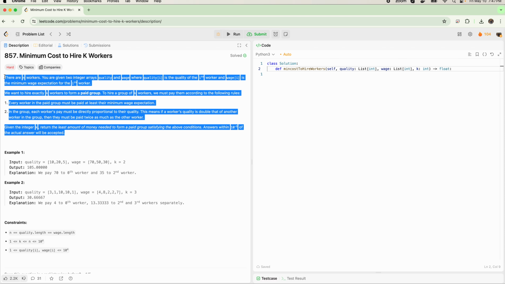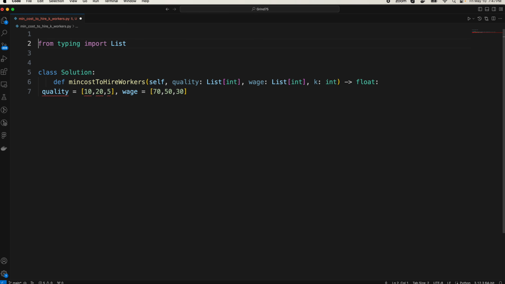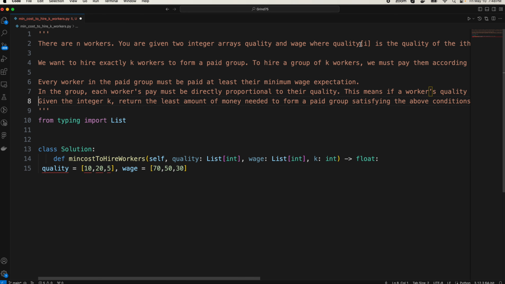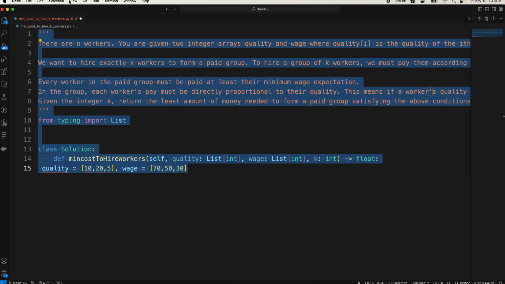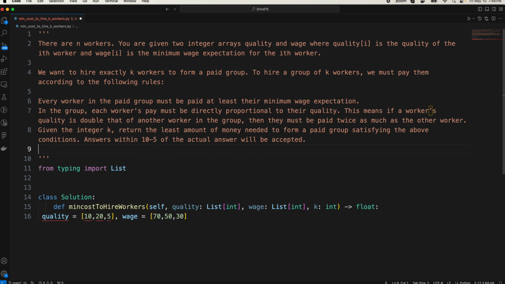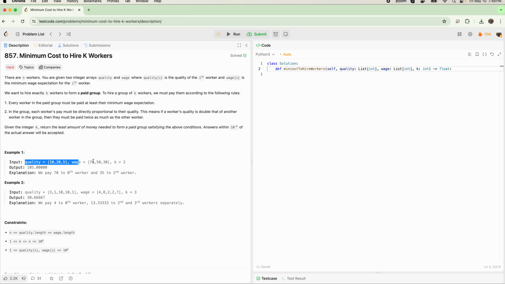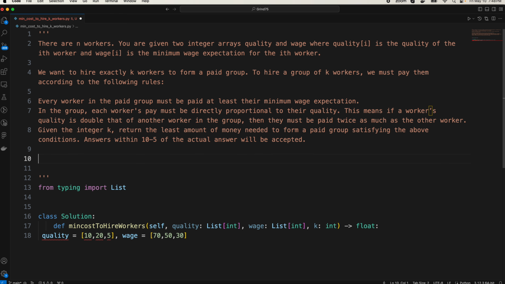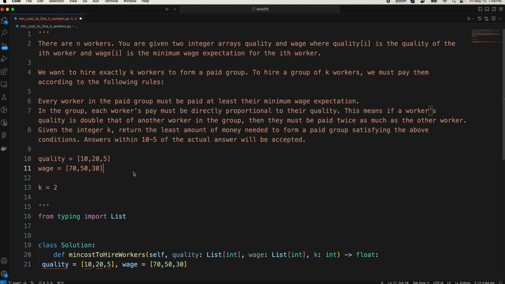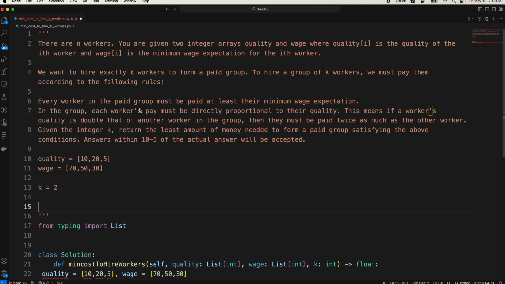Alright, let's go through this. So we have this question. Let's see the question clearly. Let's take this example. According to the question, we have to form a group of K workers.